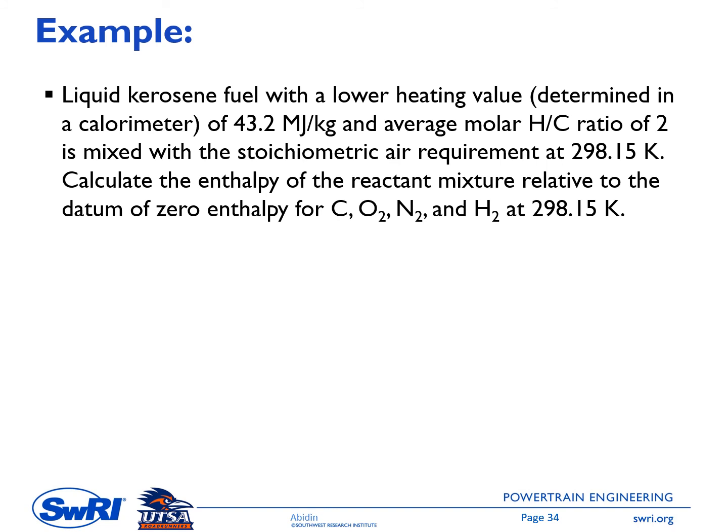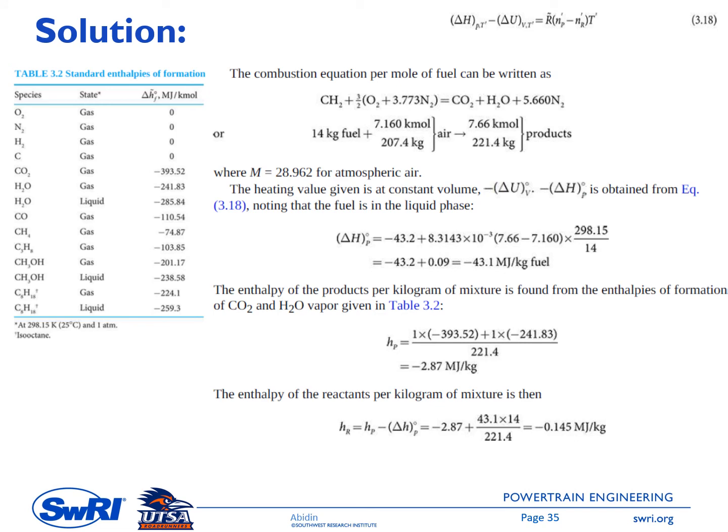Kerosene is mixed with the stoichiometric air requirement at standard temperature, so 25 degrees C or 298.15 Kelvin. The question is, calculate the enthalpy of the reactant mixture relative to the datum of zero enthalpy for C, O2, N2, and H2 at a standard temperature. Okay, we have kerosene, so CH2, and then it reacts with air.